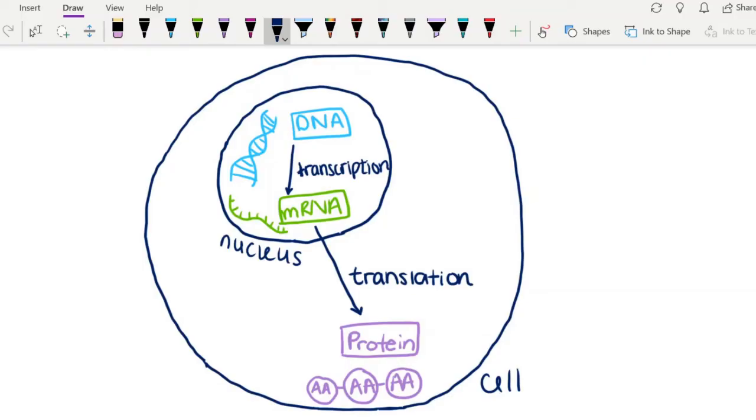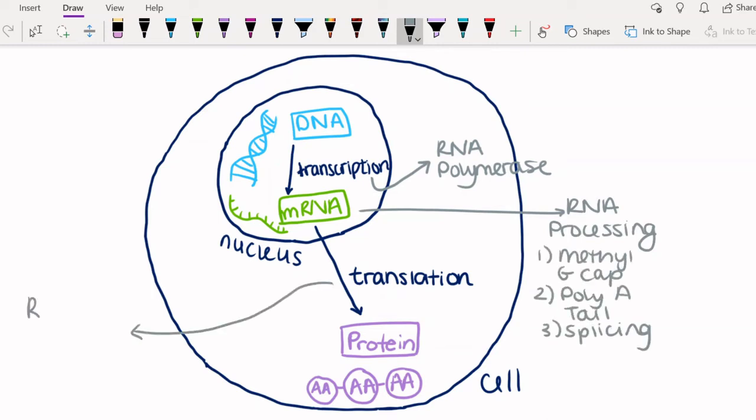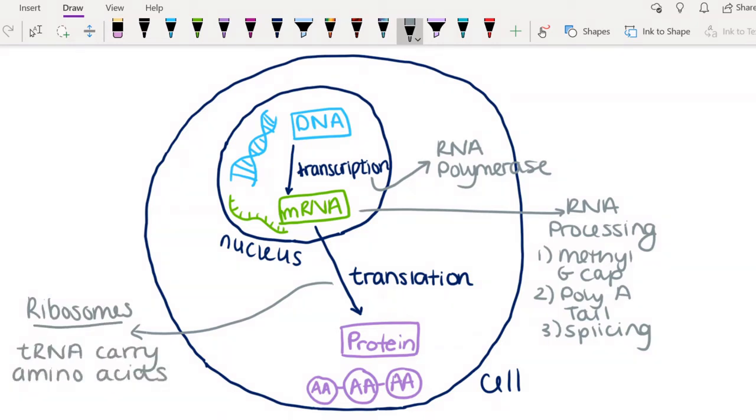So, how do we use DNA to create a protein? It starts in the nucleus with transcription, where RNA polymerase creates an mRNA copy of the DNA. The mRNA is processed, adding a 5' methyl G cap and a poly A tail to prevent enzymes from breaking it down. Introns are removed. The mRNA moves to the cytoplasm, where it is translated. tRNA molecules carry amino acids to the mRNA, and the ribosome catalyzes the formation of peptide bonds between the amino acids, creating a protein.